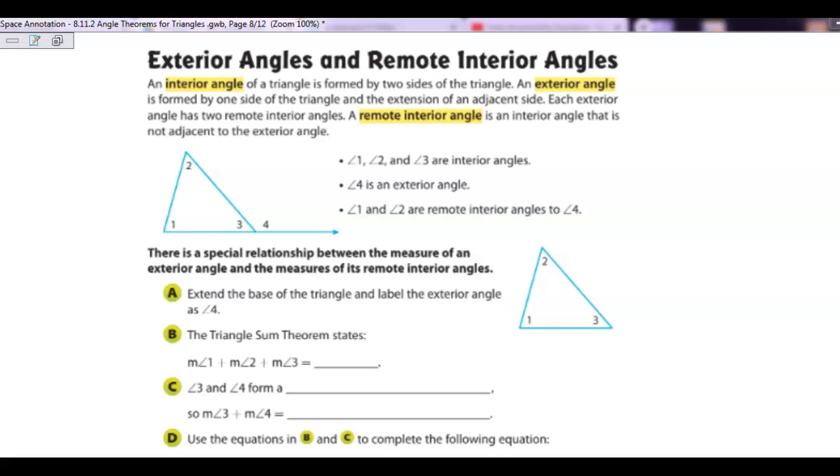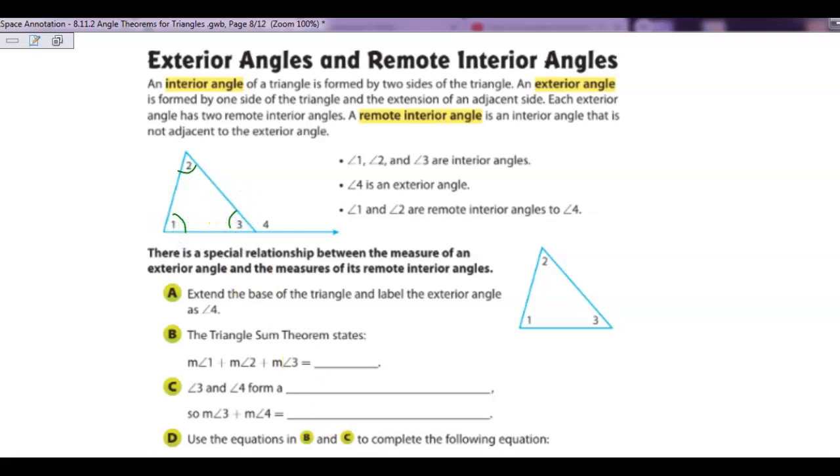Welcome back to part 2 of angle theorems for triangles. Today we're going to talk about exterior angles and remote interior angles. An interior angle of a triangle is formed by two sides of the triangle. So the interior is the inside of your triangle.